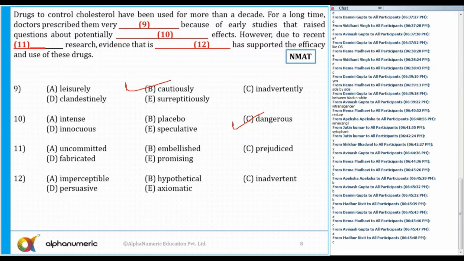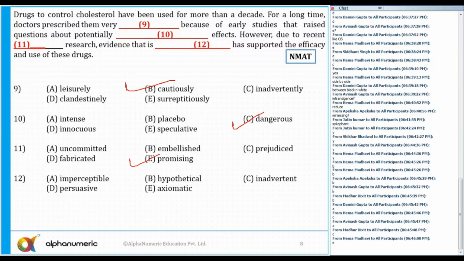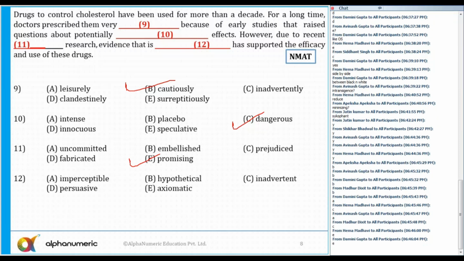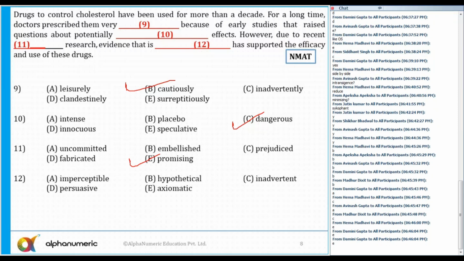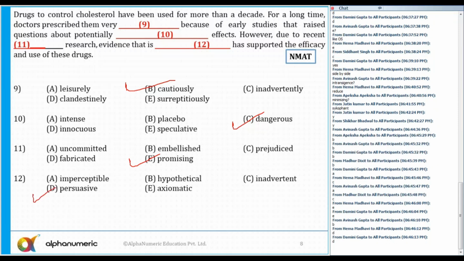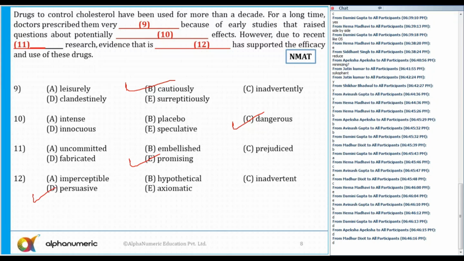However, due to recent dash research, now this research would be promising. The research is now promising. Because of promising research, evidence that is dash has supported the efficacy and use of these drugs. So evidence that is persuasive, that evidence which is persuasive, it supports the view that these drugs are efficient. Okay, so I think this is going to be the answer. If there is any word you don't know, please ask.